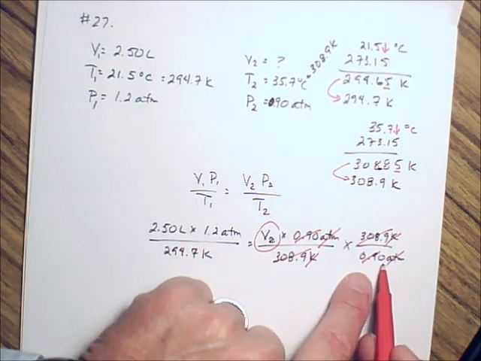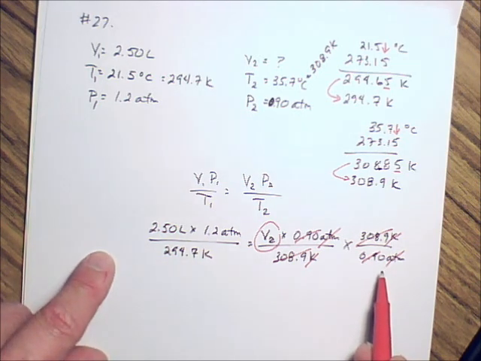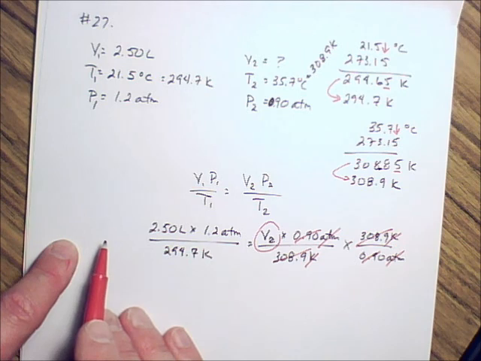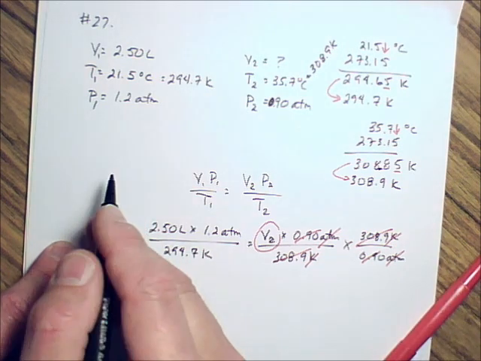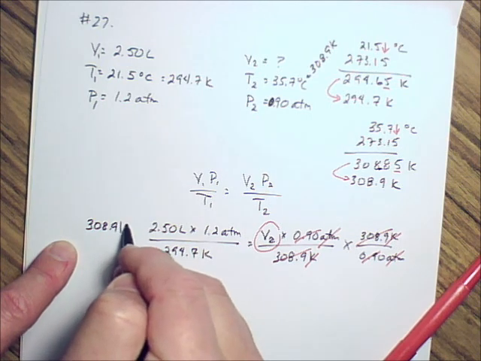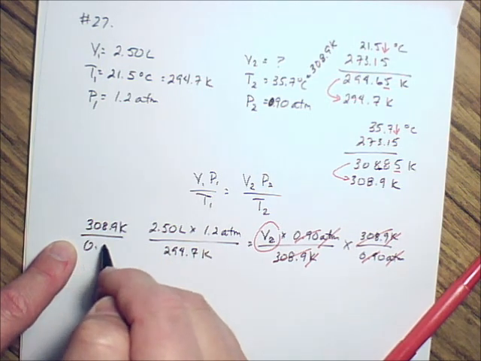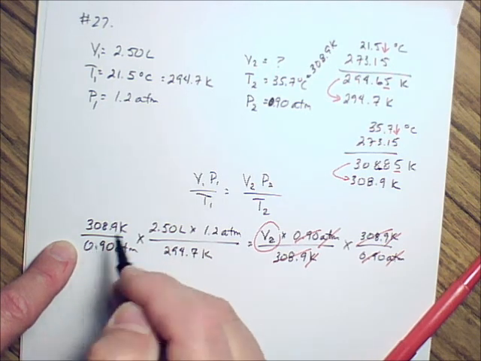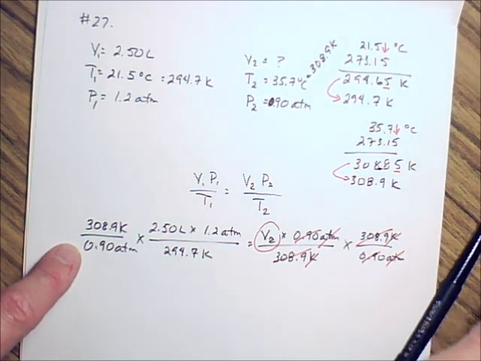But whatever I do to this side of the equation, I must do to this side. So I've got to take this same fraction and multiply this over on this side. Okay? So 308.9 K over 0.90 atmospheres. Okay? All right, I've set it up now.